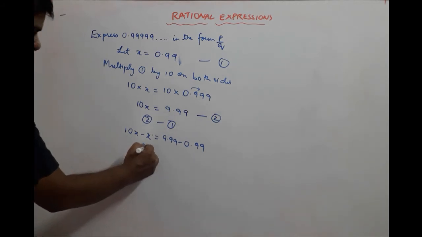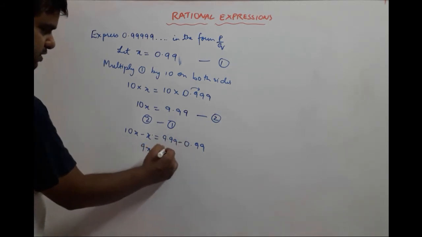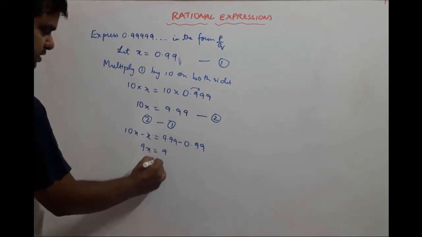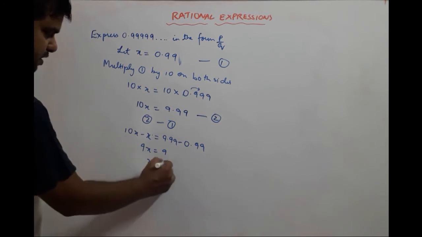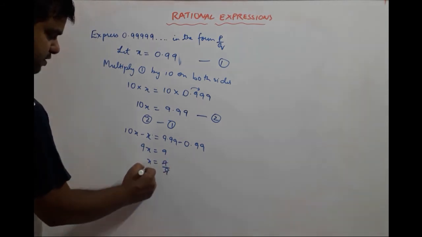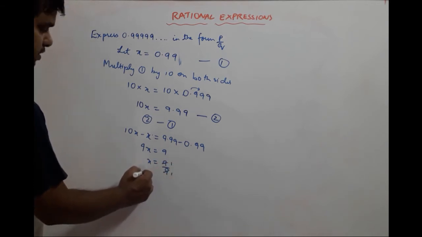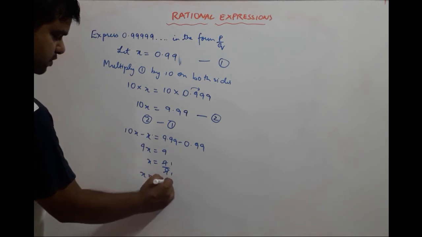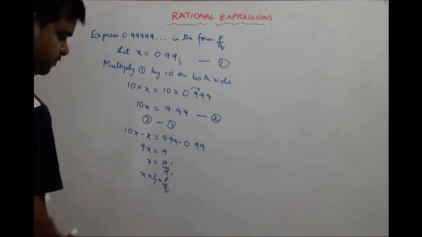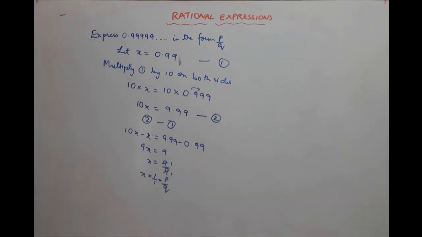This will give us 9x, and this will give us 9. X will be equal to 9 upon 9. Cancels, and we get x equal to 1 upon 1, which is equal to P upon Q. Got it? So this is the answer.